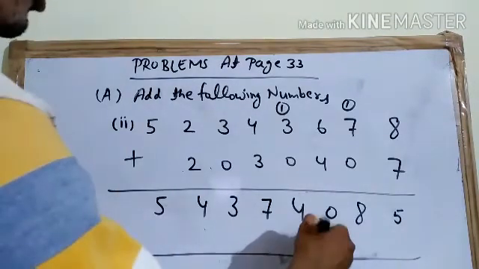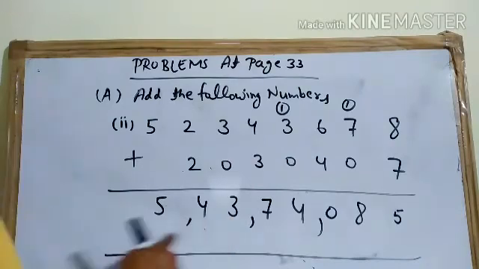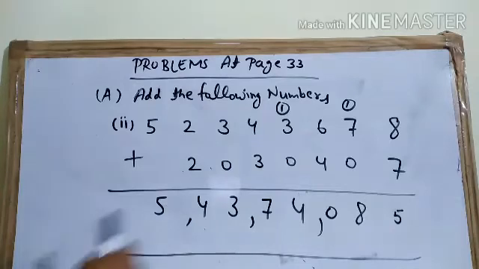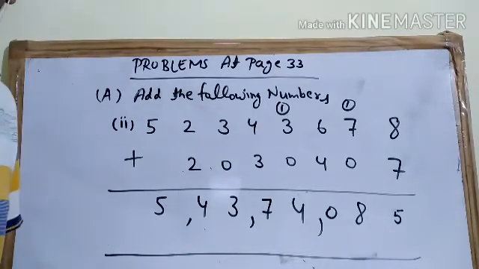You can put commas according to Indian system. 5 ones, tens, hundreds, thousand, 10,000, lakh, 10 lakh and crore. 5 crore 43 lakh 74,085 is your answer.